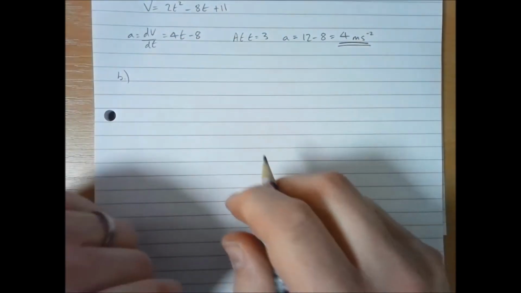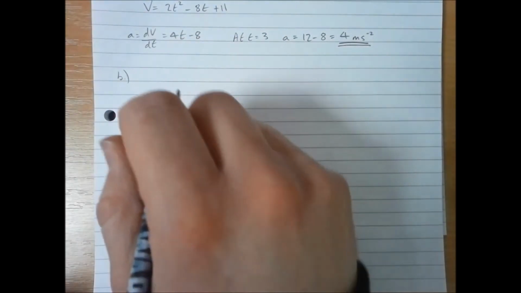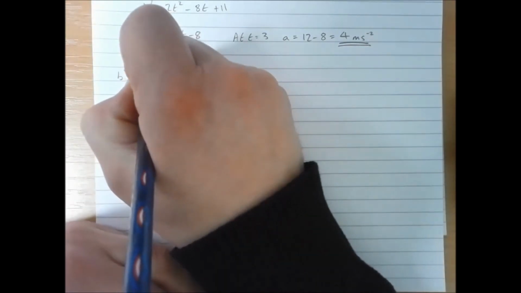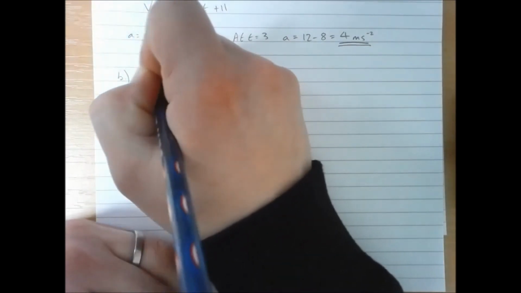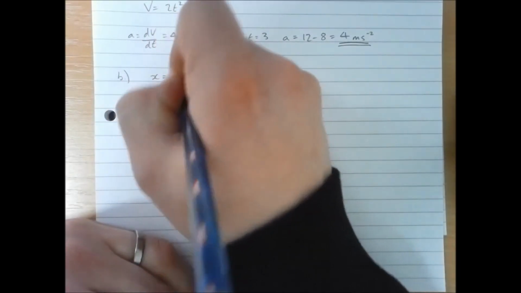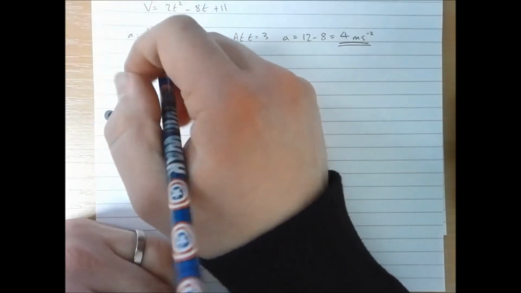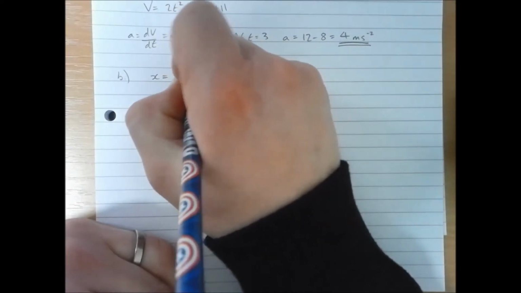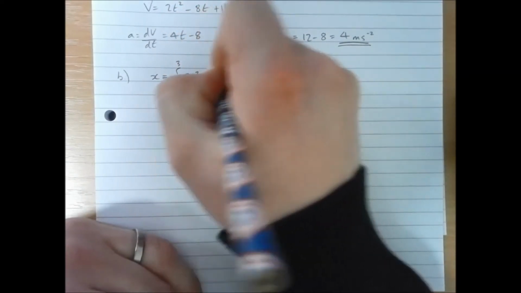In part B, I'm asked to find the distance travelled by p in the third second of motion. So that is x equals the integral between 3 and 2 of my expression for v, 2t squared minus 8t plus 11.